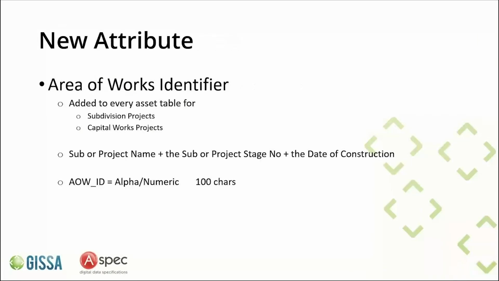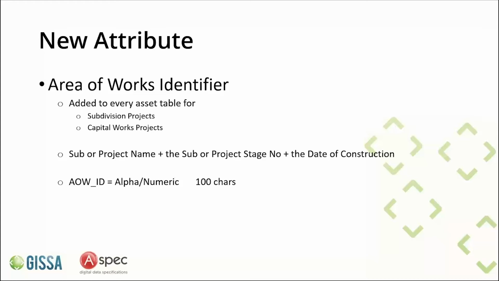Area of works identifier. Okay, so we're going to add a new area of works identifier, and in this, one of the unintended consequences was that when we moved all the attributes into the area of works polygon, we lost the unique link to each of the assets within that particular stage of development.